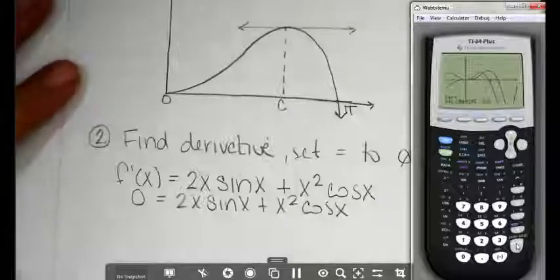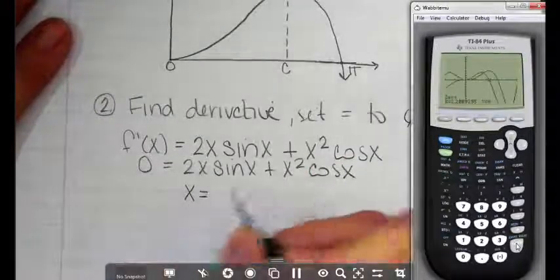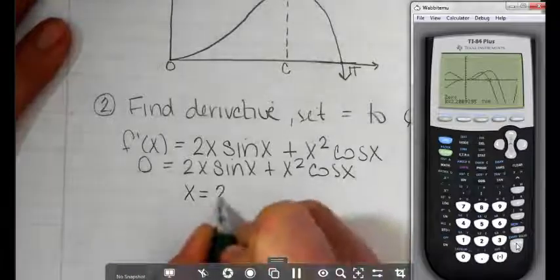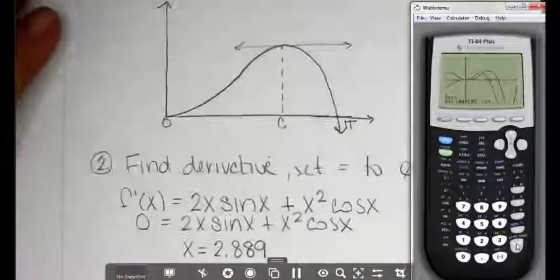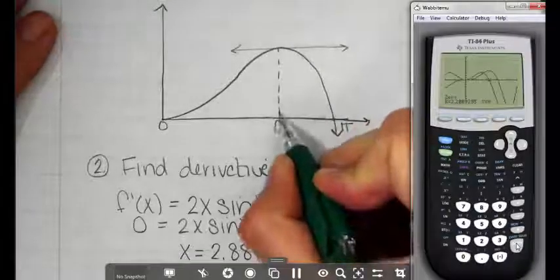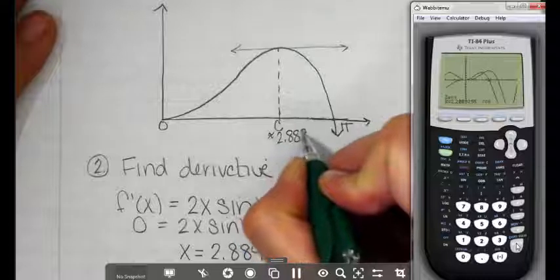And I got, this thing will equal 0 when x is approximately 2.889 and so on. Okay, so that tells me that c right here is going to be approximately 2.889.